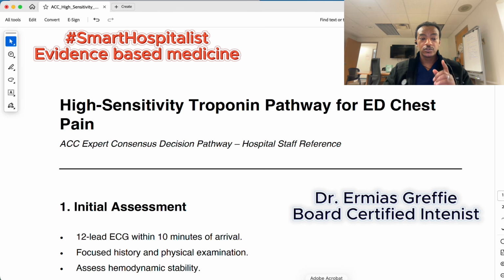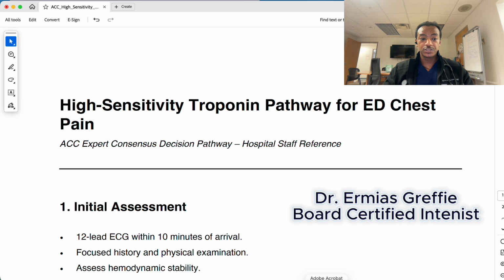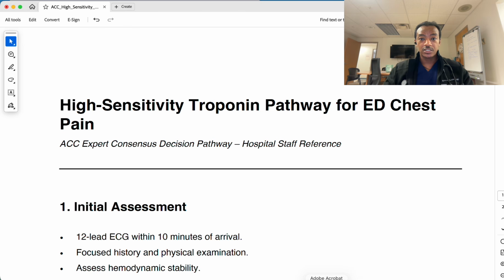Today I'm going to talk to you about how we approach chest pain in the ED or in the hospital and how we use high sensitivity troponin to our advantage. And this is based on the recent guidelines from the American College of Cardiology.